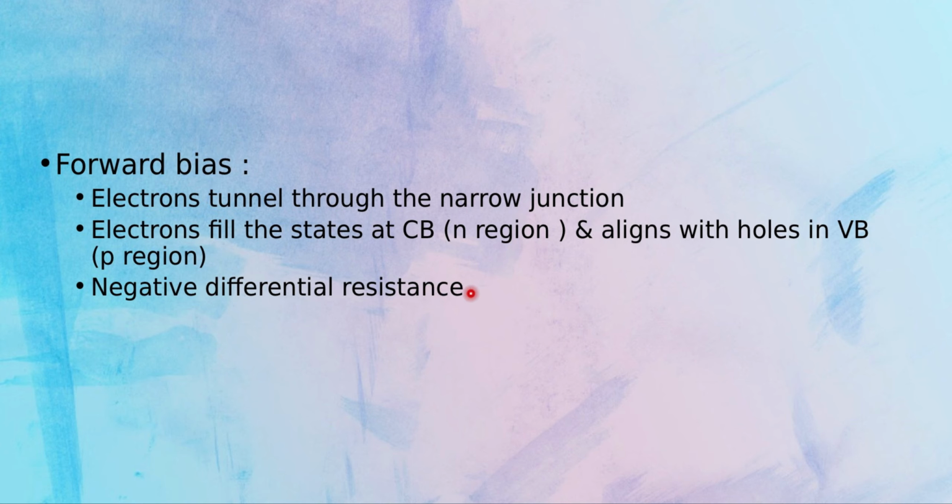Now what does this statement mean? This means that even when we increase the voltage, the energy is gained by the electrons and it tries to tunnel through the narrow junction that's present due to heavily doped p and n junctions. So although we increase the voltage, the conduction drops, and that is what is meant by negative differential resistance.